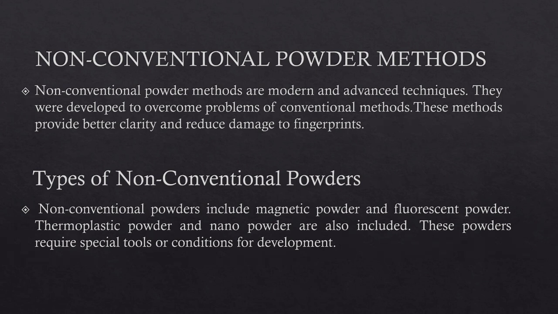Types of non-conventional powders. Non-conventional powders include magnetic powder and fluorescence powder. They also include thermoplastic powder and nano powder. These powders need special equipment or conditions.